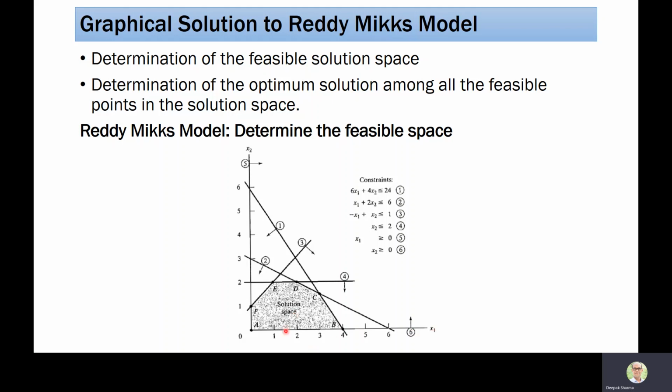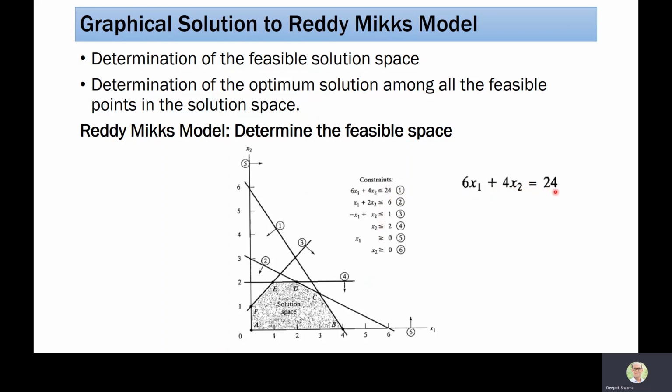Now you can see we have written x1 and x2, and various lines are drawn with respect to constraints 1 to 6. Among those lines, there is a shaded region which we refer to as the solution space. So let us see how we can make it. Let me take the first equation. The first constraint equation is written as 6x1 plus 4x2 smaller than or equal to 24, meaning that this particular line we have to draw here. How can we draw it? Let us simplify it.